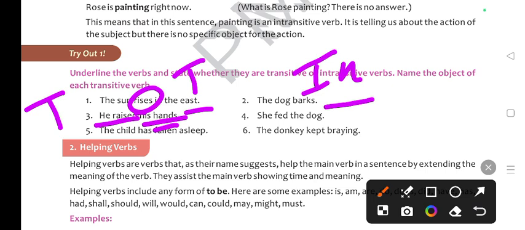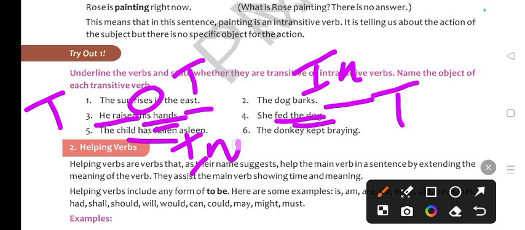She fed the dog. Whom did she feed? She fed the dog. So again an object is required. This is an example of a transitive verb. The child has fallen asleep. Is there any object? No. So it is an example of an intransitive verb. The donkey kept braying. So kept is the verb. Braying means here he was continuously neighing. Alright, so here again no object is given.